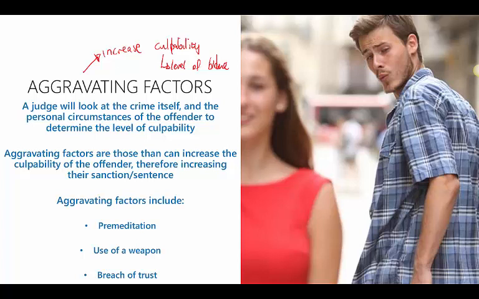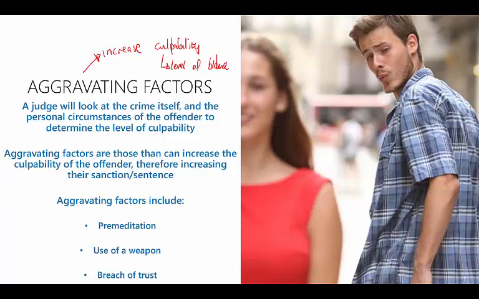So the idea that you didn't just randomly see an opportunity and think, oh, I'm going to do that without really thinking. The fact that you had planned it out in advance, you had made a conscious choice that this was a crime you were going to commit. The use of a weapon is something that is an aggravating factor, because naturally if you involve a weapon in your crime, you are therefore more likely to cause serious injury to someone, and therefore your level of culpability is increased and you deserve a tougher sanction.